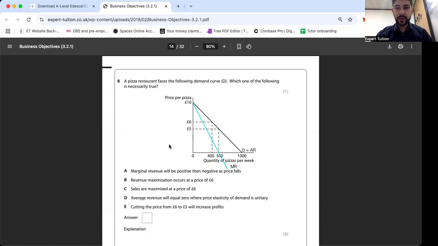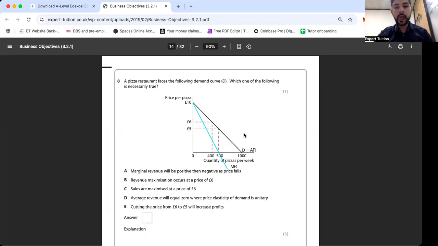The answer is really underwhelming and a bit lame. The answer just says marginal revenue will be positive, and then negative as price falls. That's just describing the shape of the MR curve. And if you think about it, if you drew it, it's a lot easier for you to have seen that. Now, even if that isn't abundantly clear, it hopefully is, because it's positive at this point, positive, positive. So in order for you to sell one more pizza, you might start off by charging, let's say, £10, and then to sell an extra pizza, you sell at £9 and so on and so forth.